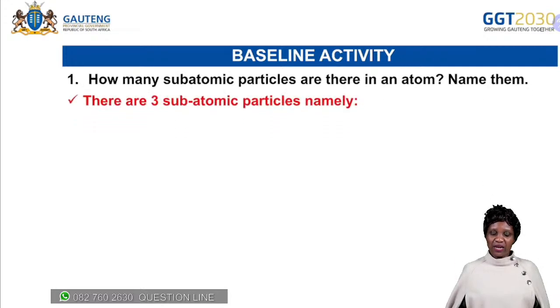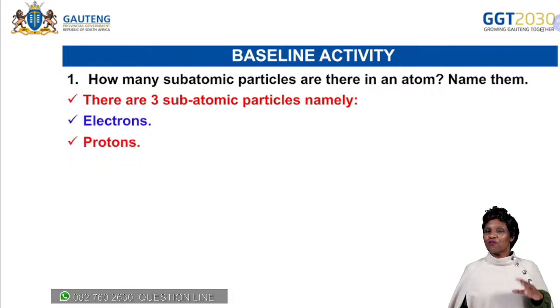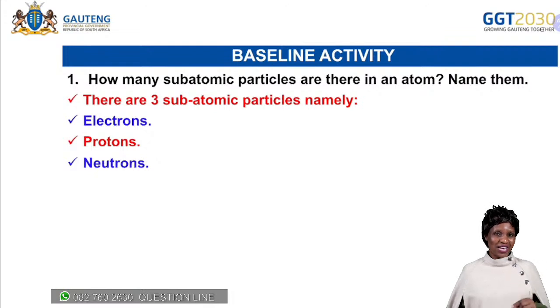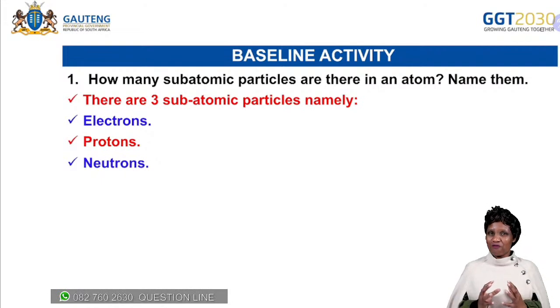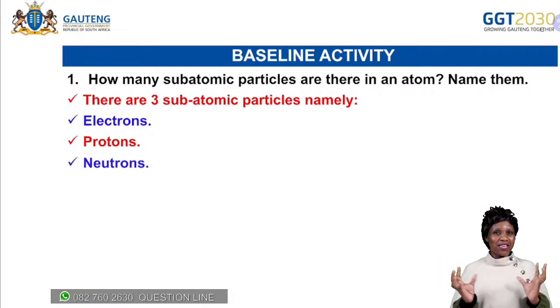All right. Question number 1, how many subatomic particles are there in an atom? Name them. We've got 3 subatomic particles. And then we've got the neutrons that are neutral. They don't have a charge and they are in the nucleus of an atom. And then we also have the protons, which are positively charged and they are in the nucleus of an atom. And then these two are held down by the strong forces. And then we also have the electrons. These orbit around the nucleus. They are being held down by forces.